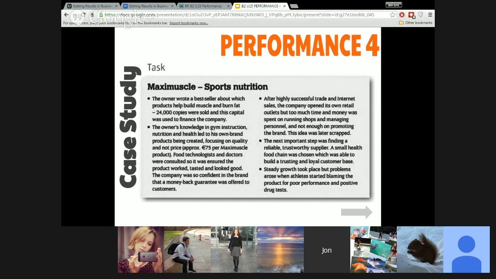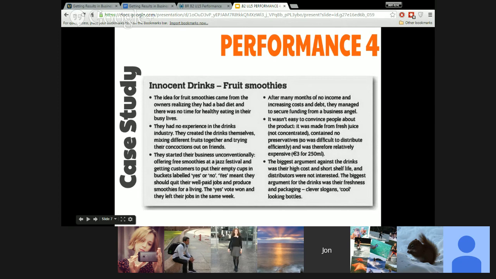Let's come back to sports nutrition in just a minute. I want to give a little bit of time to Innocent Drinks as well, and I've got a good example here. Do you mind if I give you a quick example? I don't mean to talk so much, but do you mind if I give you one quick example? No, go right ahead. Okay.